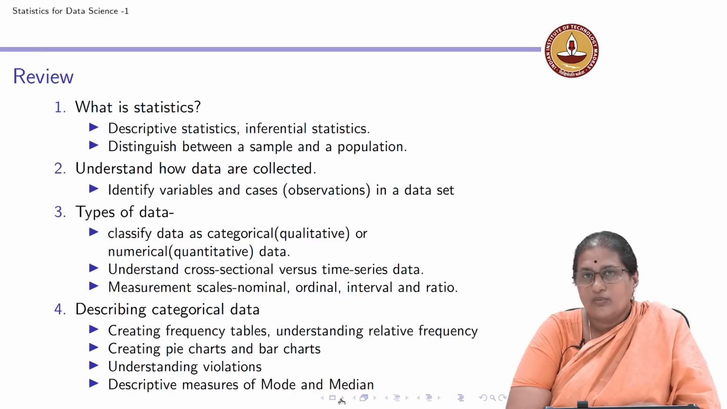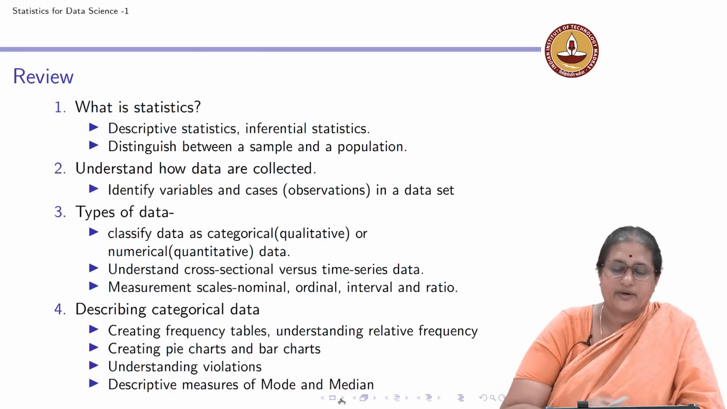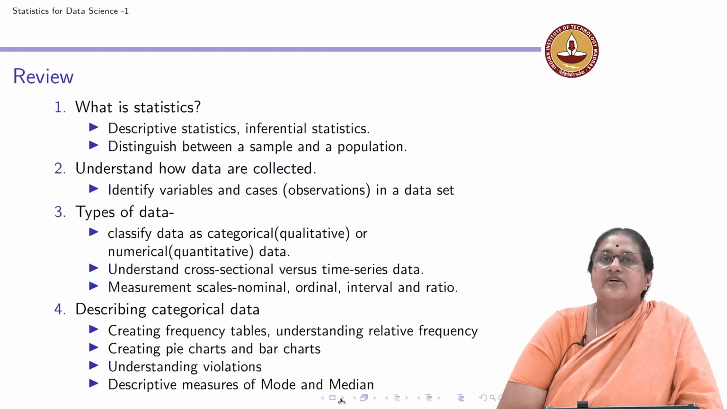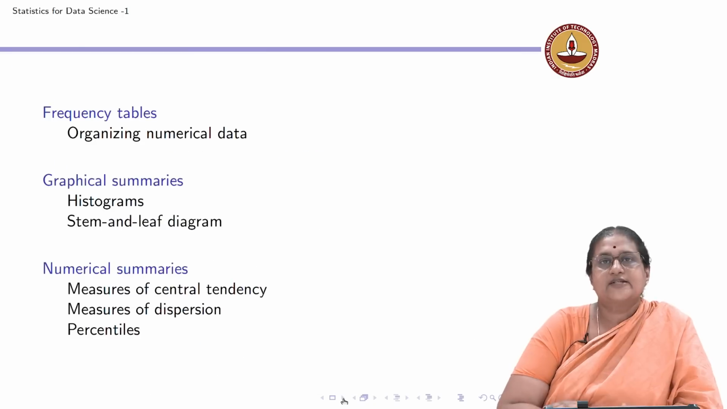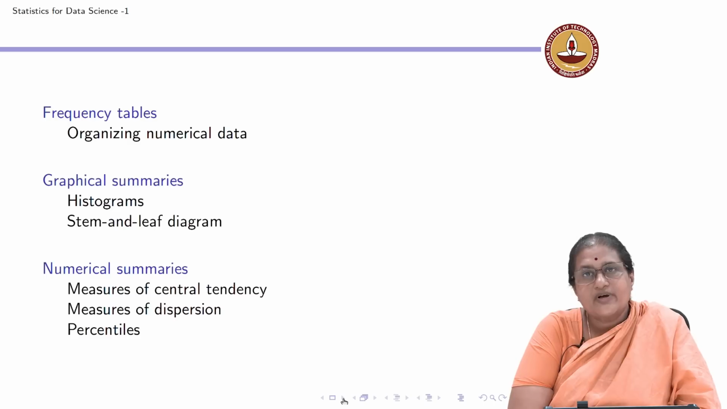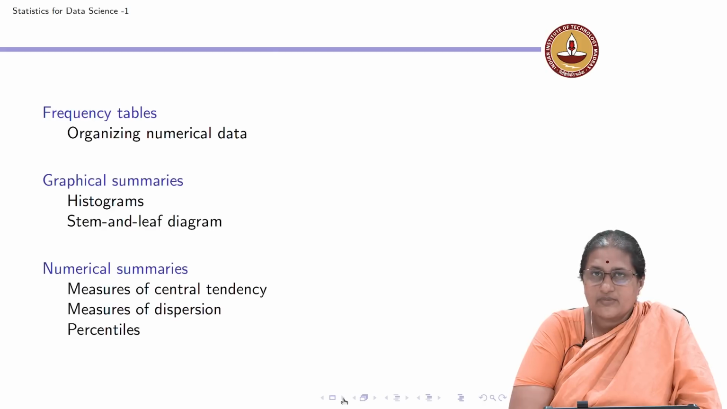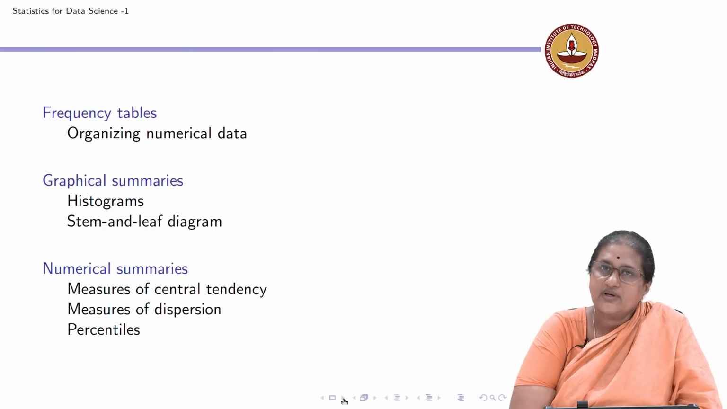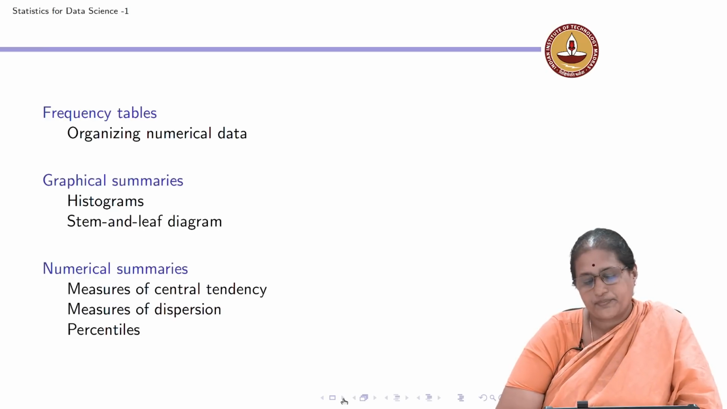Finally, we looked at two descriptive measures which are used for categorical data, the mode and the median. While mode is applicable for both nominal and ordinal data, median can be defined only when you have ordinal data. So this is where we stand at this point of time. What we are going to do next is to understand how to summarize numerical data. The agenda is, first we again will go through frequency tables, then we look at graphical summaries, and then we'll focus on the numerical summaries and measures of description.